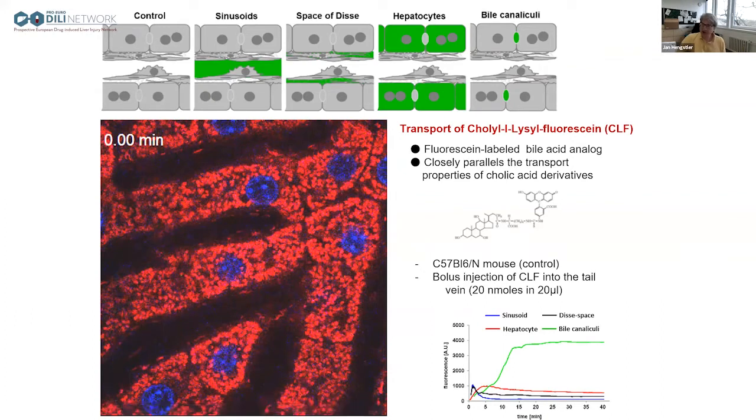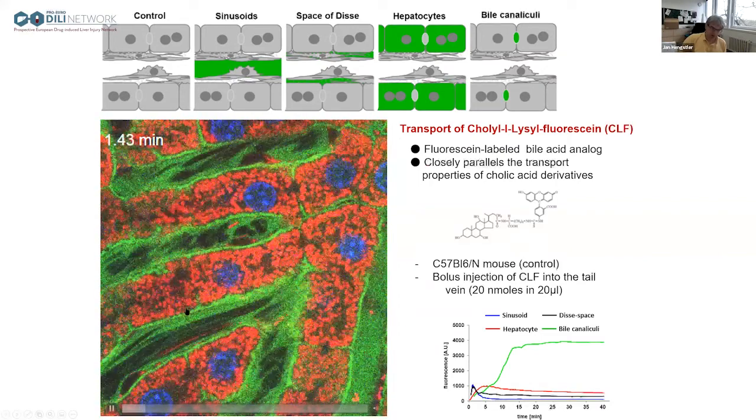And the standard procedure is that we now inject into the tail vein a fluorophore-coupled compound, for example, a bile acid analog. We frequently use CLF, which is commercially available. And what I will show now is how, after tail vein injection, the green CLF appears in the sinusoid, then goes to the Disse space, into the hepatocyte, and from there is secreted into the bile canaliculus. Start the video.